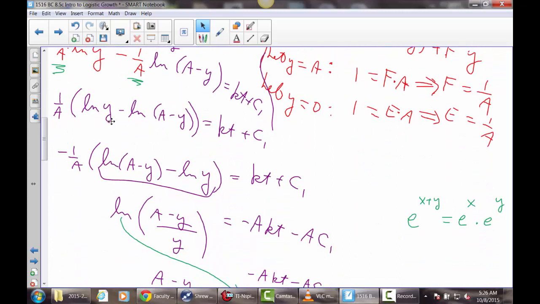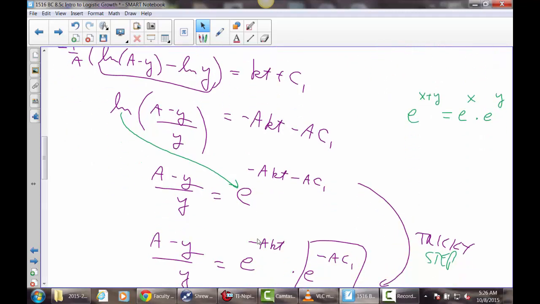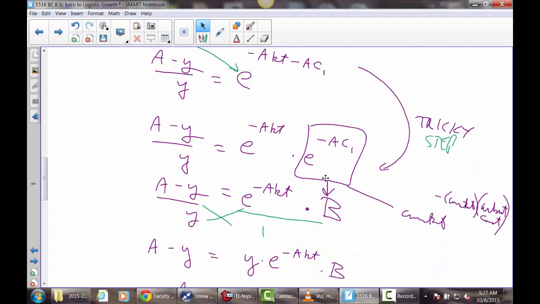Okay, then we use, now this is an interesting one. You wouldn't think of doing this, but they actually pull the negative on the outside and change the order of these, just convenient for them. Then they rewrite this using the quotient property of logarithms. Then they get rid of the ln. Then there's that tricky part where you break this up into e to the negative akt times e to the negative ac1. This, of course, is just a constant because it's the constant e raised to a negative, the constant a, the maximum population, and c1's an arbitrary constant, so we call that constant b.